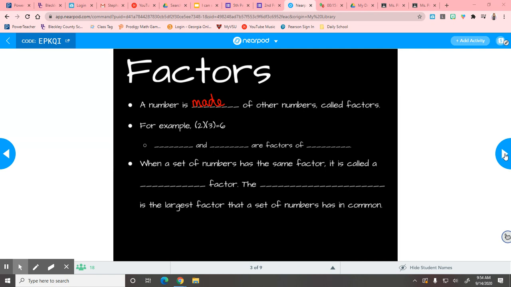So factors are made up of other numbers. So for example, 2 times 3 equals 6. 2 and 3 are factors of what number? Of 6. Are there any other two numbers that can multiply together to give you 6? Yes. 6 times 1. Okay, those are also factors. They're family members of 6. Okay. 6 doesn't have that much family. Nope, 6 doesn't have a big family.